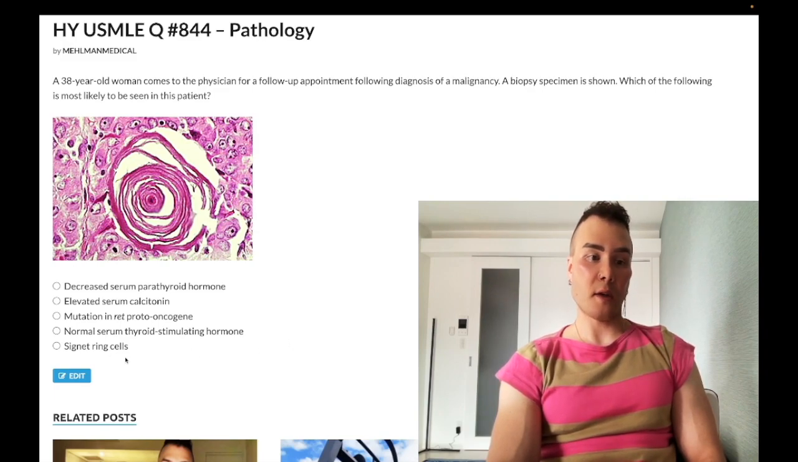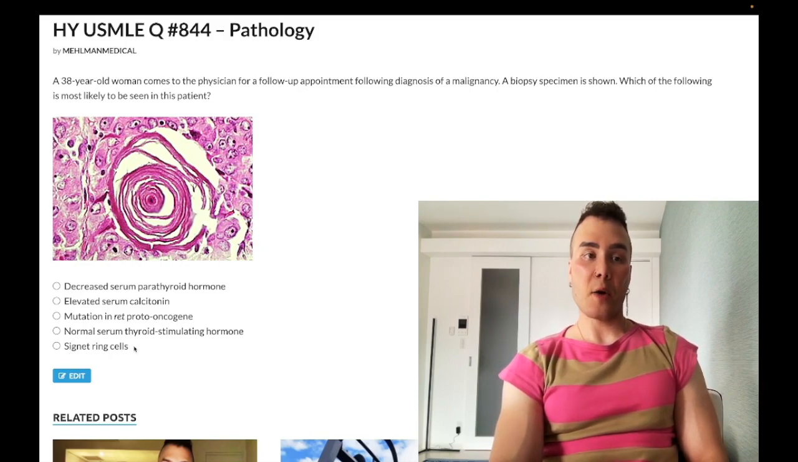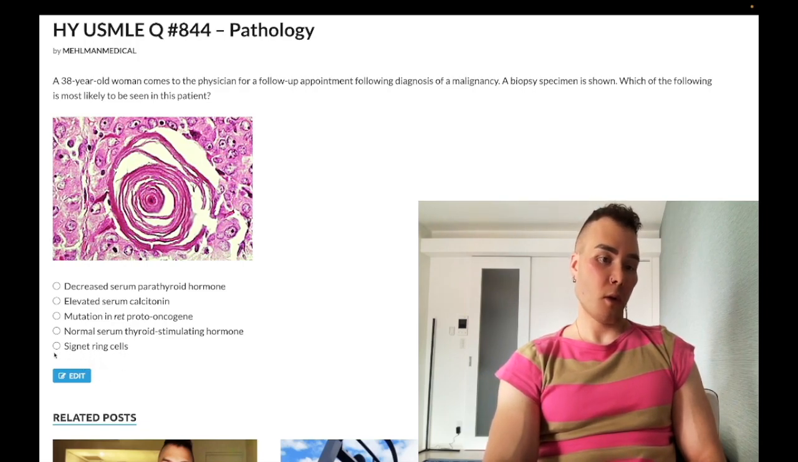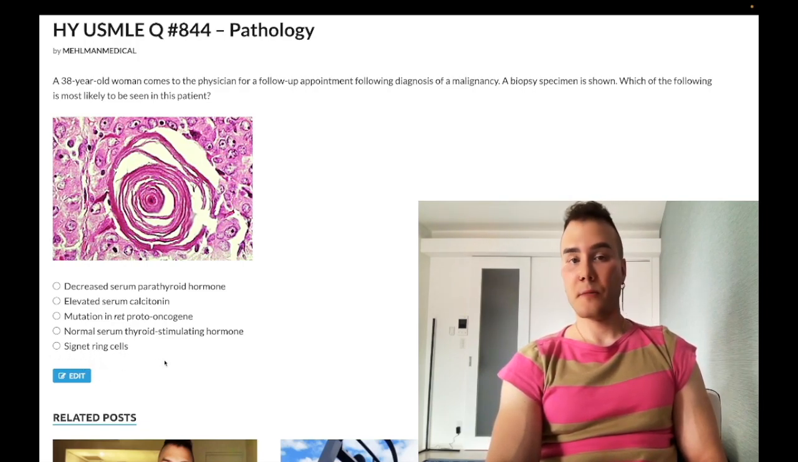So real quick, final answer choice, signet ring cells. Wrong answer. So these contain mucin. These are classic for gastric cancer. So a leather bottle appearance of the stomach, linitis plastica. These can metastasize bilaterally to the ovaries, called Krukenberg tumors. So signet ring cells contain mucin. Wrong answer.